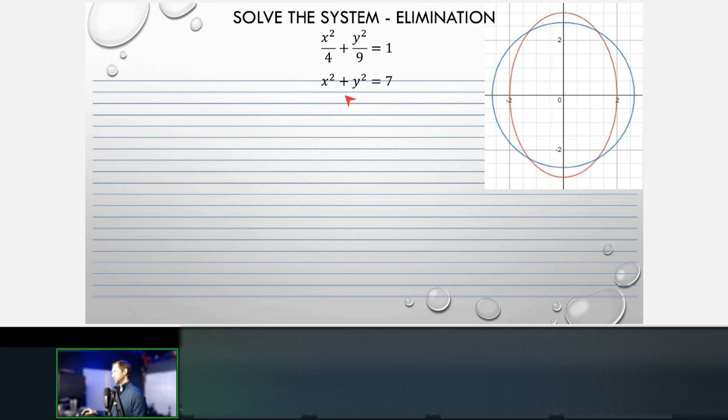So we probably need to do some scalar multiplication to, well, for one, clear the fractions. So let's start there. How can I clear the fractions in our first equation?